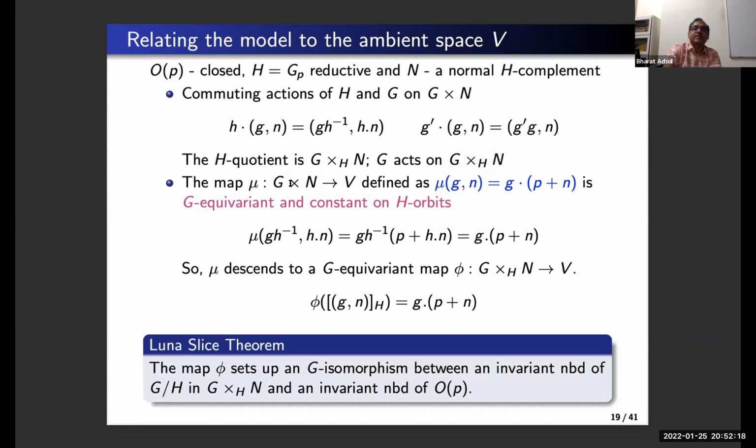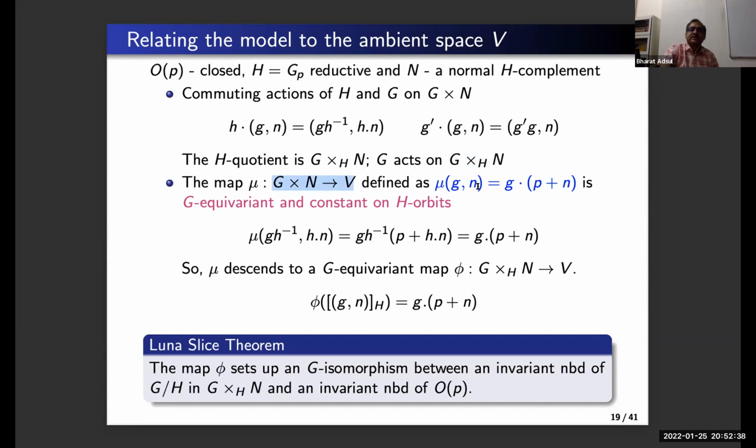Okay, so the mu from G cross N to V is defined like this. Mu acting on (G, n) is, you look at G. Essentially this is the point P, right? This is a vector n in the normal space. I just go to P plus n and I move that element by this group element G. So I move this point P plus n by the group element G.